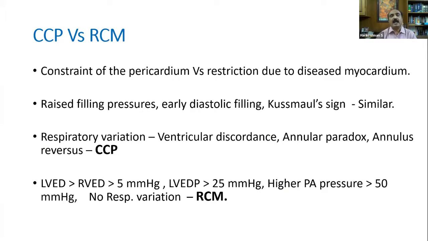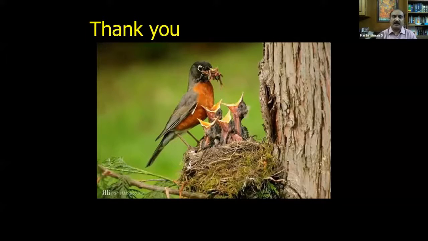This is the last slide. Constriction versus restriction. Constraint of the pericardium versus restriction due to the diseased myocardium. That is the pathology. In restrictive cardiomyopathy, it is the myocardium which is diseased. Raised filling pressures, early diastolic filling, Kussmaul sign are common to both. Respiratory variation, ventricular discordance, annulus paradox, annulus reversus, all are features of constriction. LVEDP more than RVEDP by more than 5 millimeters, LVEDP more than 25, higher PA pressures more than 50, no respiratory variation indicative of RCM. Thank you for your patience.